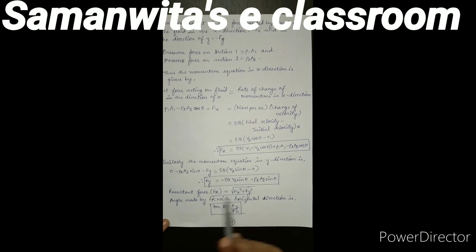Now resultant force Fr is equal to root of Fx square plus Fy square. This is the formula for calculating the resultant, and the angle made by the resultant with the horizontal axis is given by tan of alpha is equal to Fy upon Fx. We need to calculate this angle alpha.